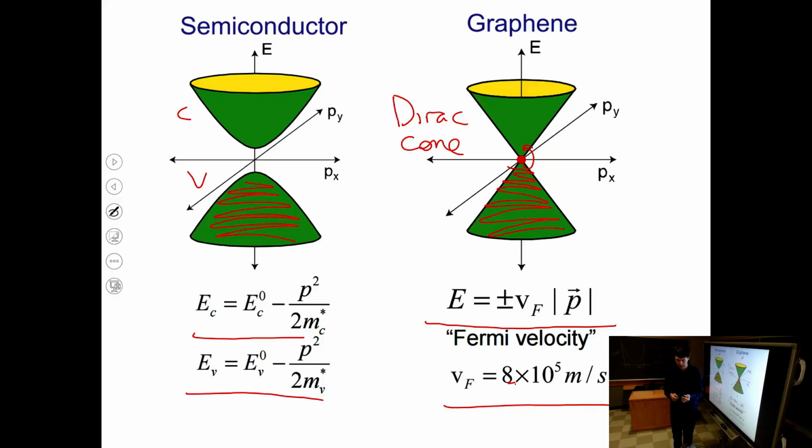This velocity plays the role of the speed of light. So this is why people say that they study relativistic electrons in graphene without needing to accelerate electrons to extremely high velocities. They're automatically traveling at this graphene speed of light velocity. So conceptually, it's very interesting, and it gives rise to a lot of interesting physics phenomena, like, for example, tunneling through the barriers without retroreflection, which is called Klein tunneling.